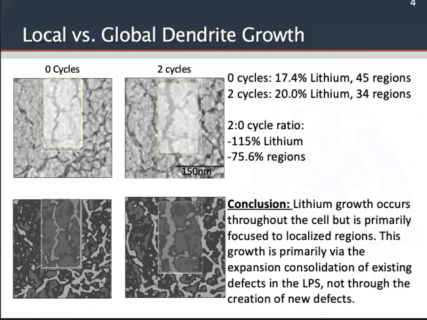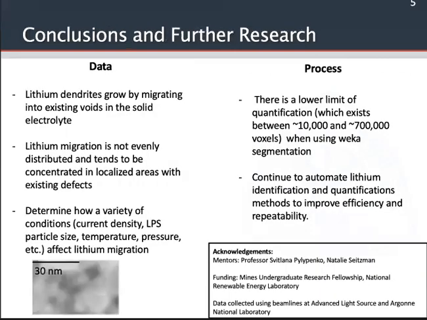So these 2 slides list the conclusion that lithium growth does occur throughout the entire cell, but is primarily focused to certain localized regions with existing defects. That's because the mechanism for lithium migration isn't creating new cracks, but is instead infiltrating the existing regions and causing them to expand and breaking apart the electrolyte that way. So from this, we can conclude that lithium dendrites grow by migrating into existing voids in solid electrolyte. Lithium migration is not evenly distributed and tends to be concentrated in localized areas with existing defects.